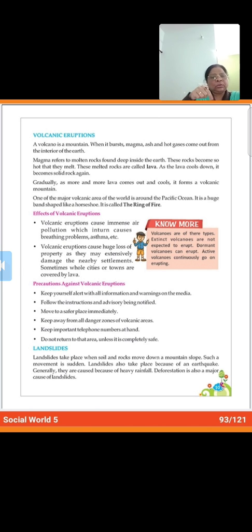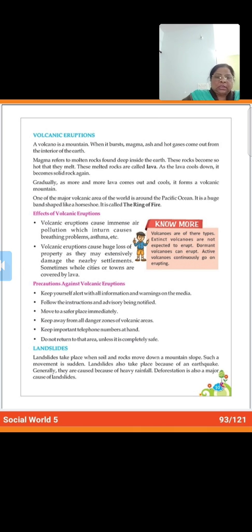Okay, now let's read landslides. Landslides take place when soil and rocks move down a mountain slope. Such a movement is sudden. Landslides also take place because of an earthquake. Generally, they are caused because of heavy rainfall. Deforestation is also a major cause of landslides. Okay, so see, landslides. What is a landslide, children?